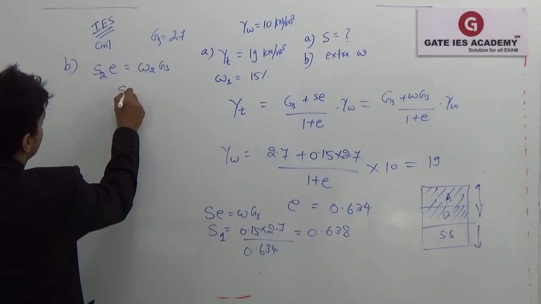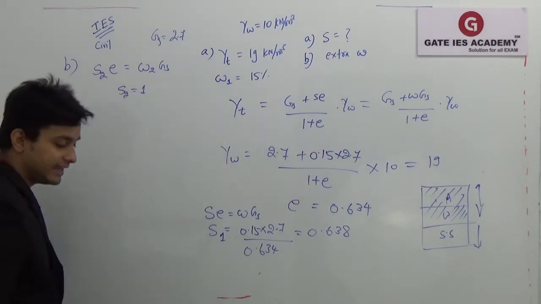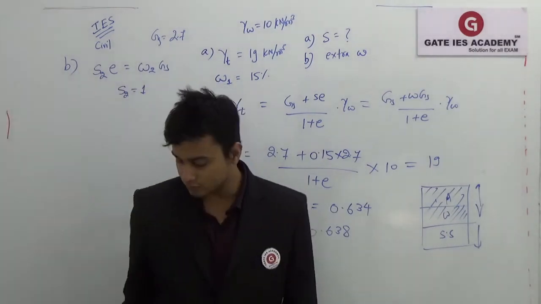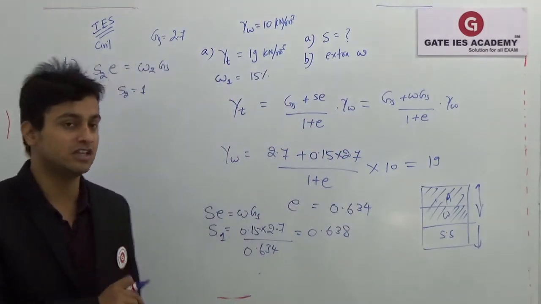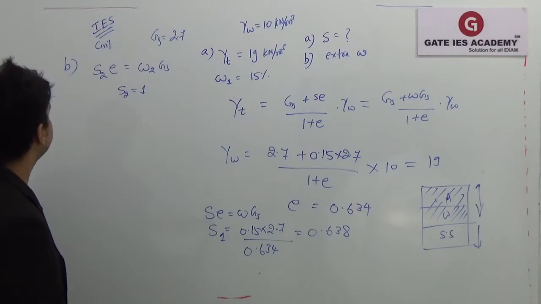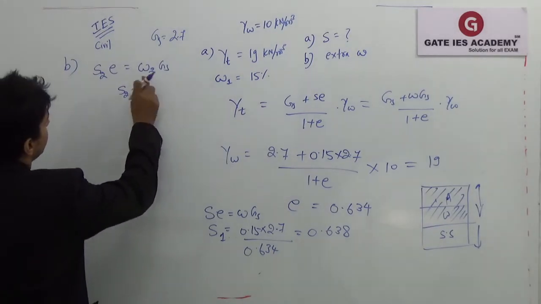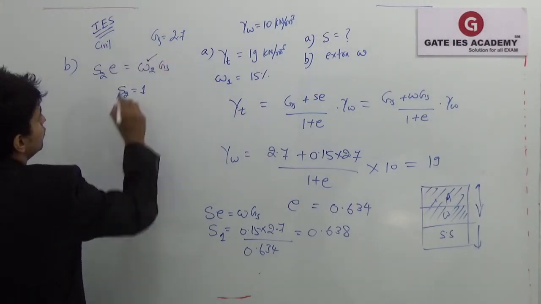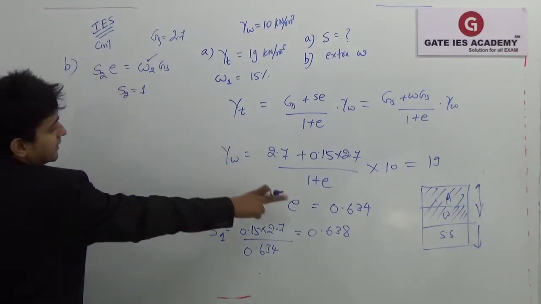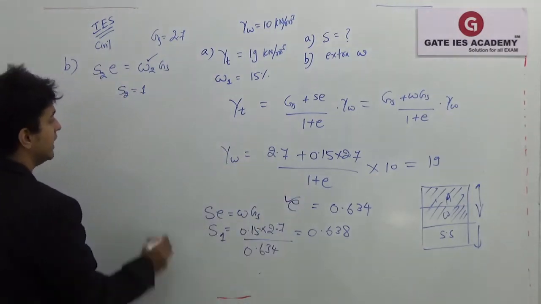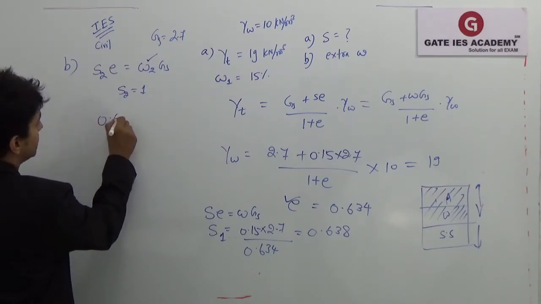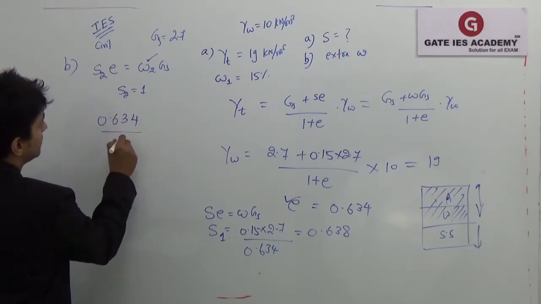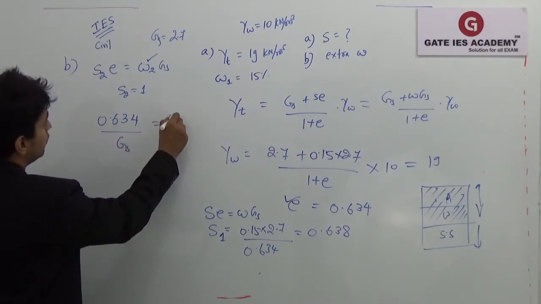Now S2 is equal to 1, obviously, because they are saying that the system is now saturated. So what will you do? You will simply write S2 = 1. If I replace S2 by 1, I can very well find out the new W2, because E is constant, that will be this value only. So my formula will now be E = 0.634 / GS = W2.